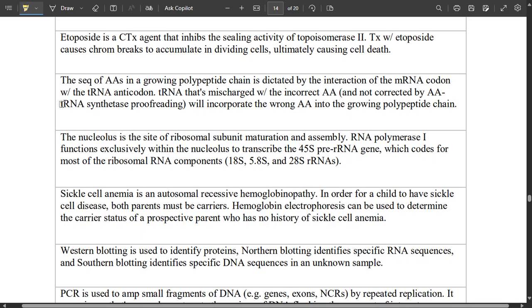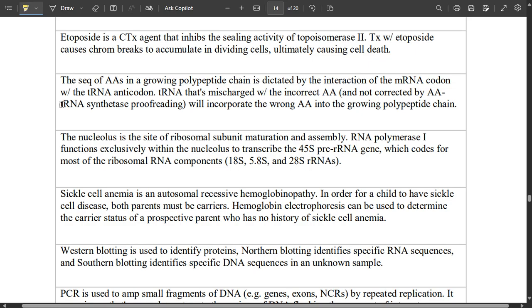The sequence of amino acids in the growing polypeptide chain is dictated by the interaction of the mRNA codon with the tRNA anticodon. So the mRNA codon and tRNA anticodon dictate the sequence of amino acids. Which amino acid is produced is dictated by the mRNA codon, which pairs with a corresponding tRNA anticodon.